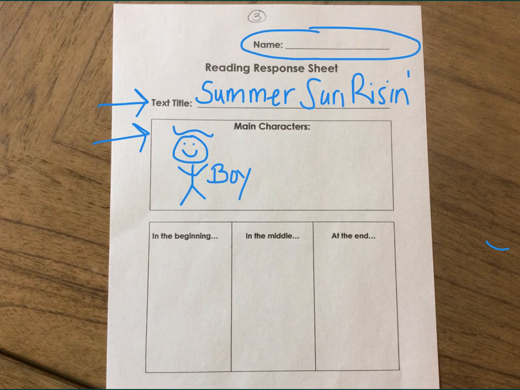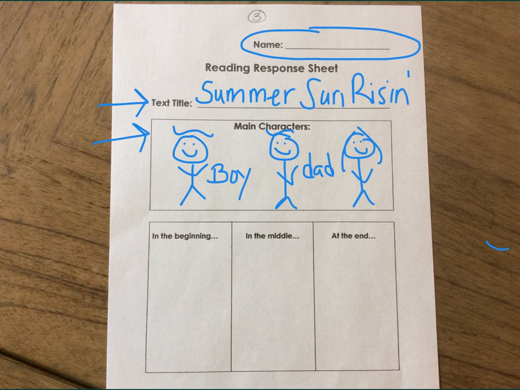I know that his dad is also in the story, so I'm doing a quick sketch of his dad, and I'm labeling Dad, and his mom is also in the story. I'm going to label her Mom. Notice how I'm putting a label with every sketch.